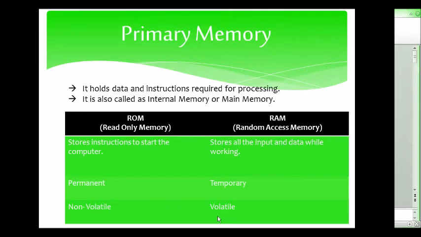So this nature, when the power is off, RAM, all the instructions or all the data which is there in the RAM, that is deleted. This nature is called volatile nature. Okay, I hope you understand. ROM holds the instructions which are needed to start the computer, and RAM holds all the input and data which we are working with.